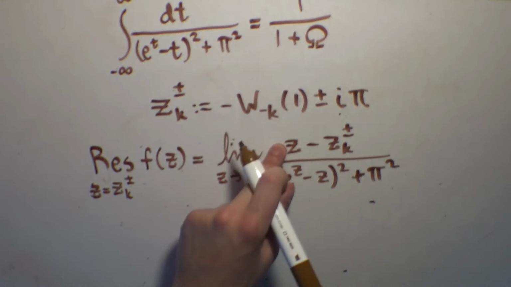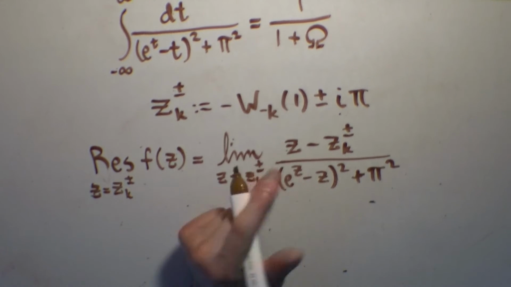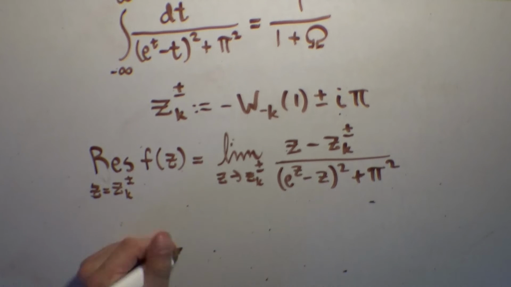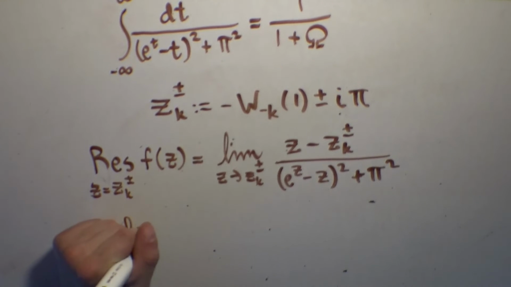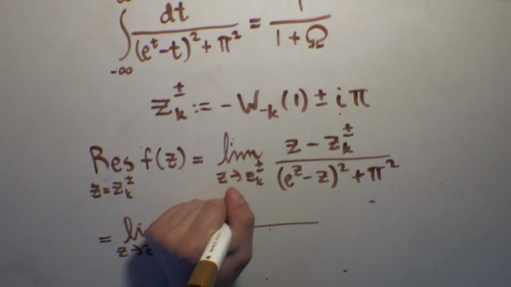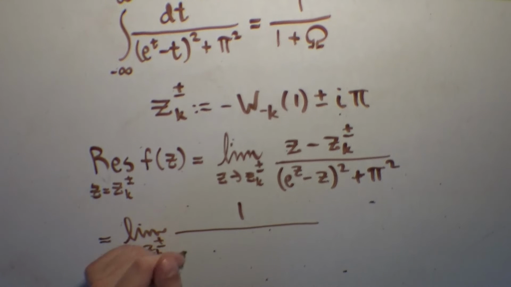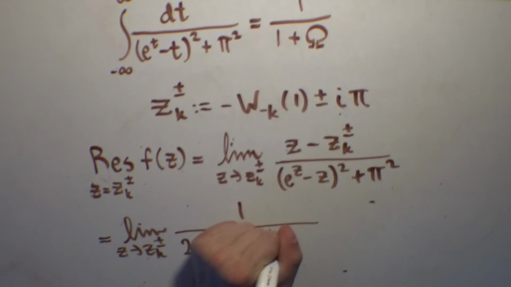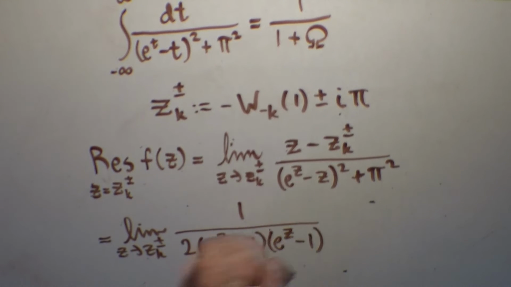So the derivative of the top with respect to z is just 1, because the derivative of z is 1, and the derivative of a constant is 0. So we end up with the limit as z approaches z_k plus minus of 1 divided by, what was the derivative of the bottom? It was 2 times (e to the z minus z) times (e to the z minus 1).